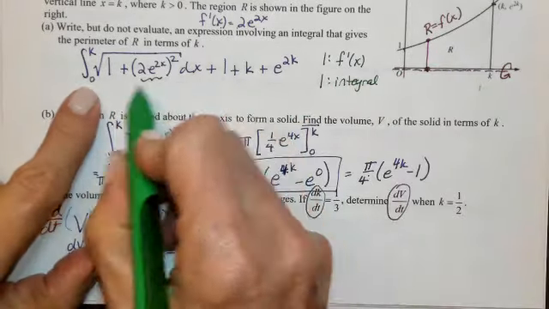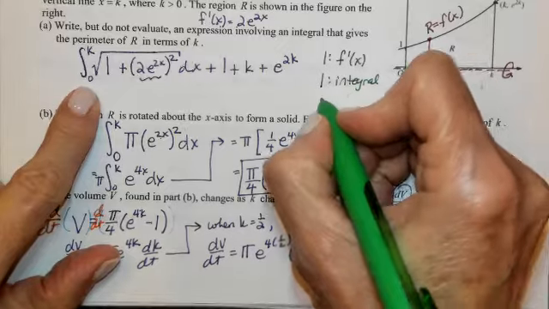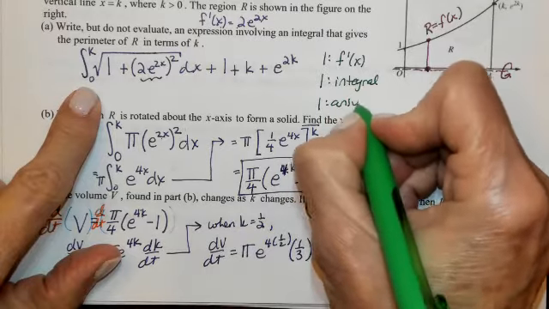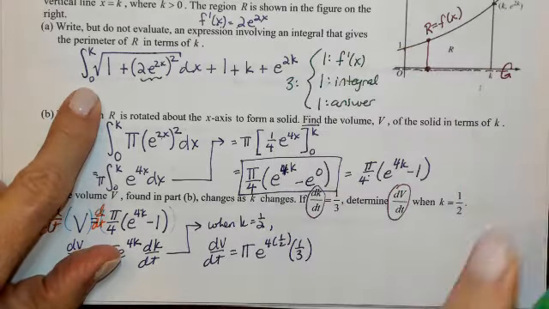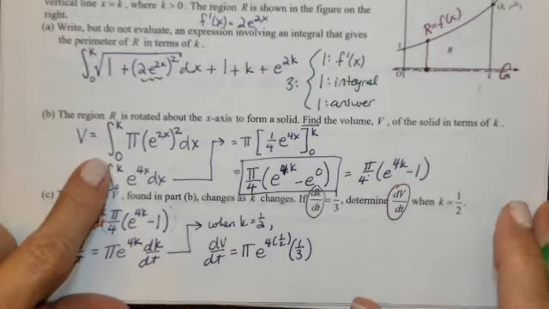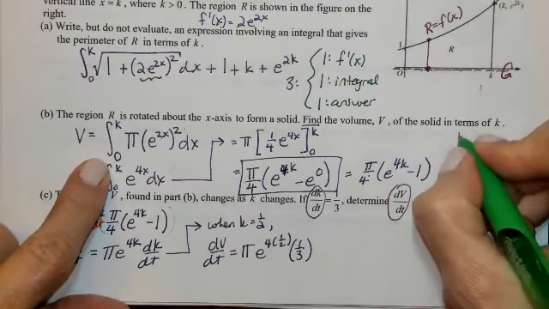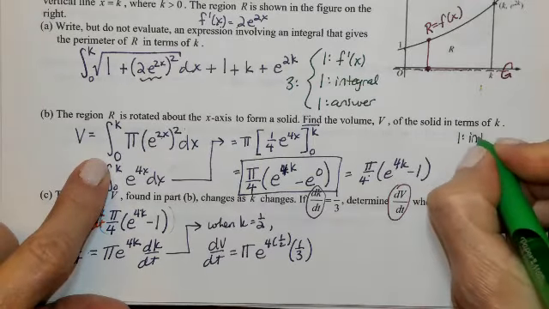So the entire integral, and then 1 point for the answer, which would involve everything else. So this one part was worth 3 points. In part B, they awarded 1 point for the integrand.